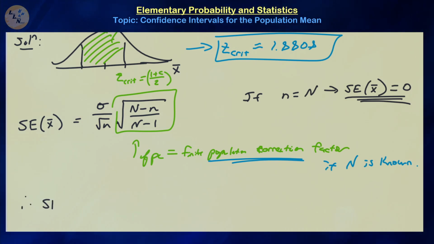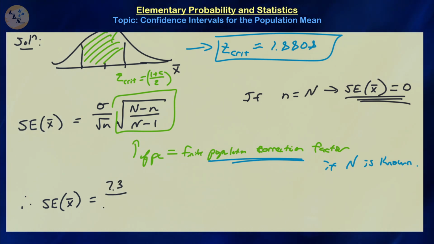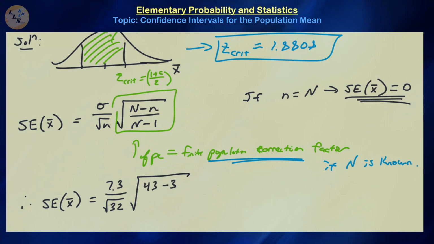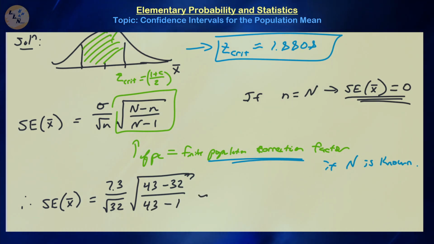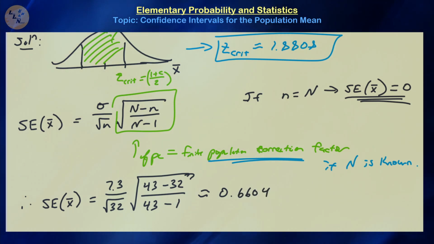So that means the standard error associated to using x bar as an approximation for mu is going to be equal to the standard deviation of the population divided by the square root of the sample size 32 times the square root of the population size minus the sample size all over the population size minus 1. Once you actually work out these calculations, you're going to have 0.6604.